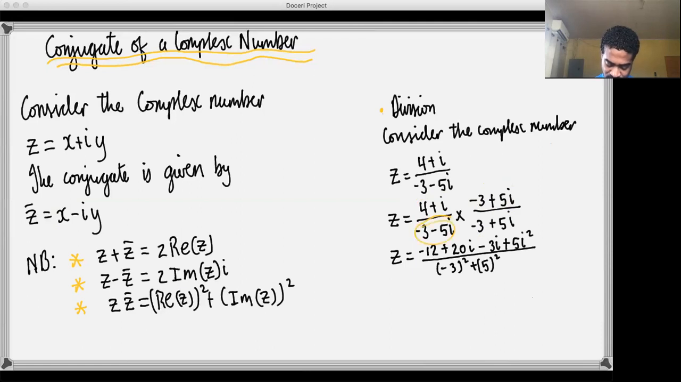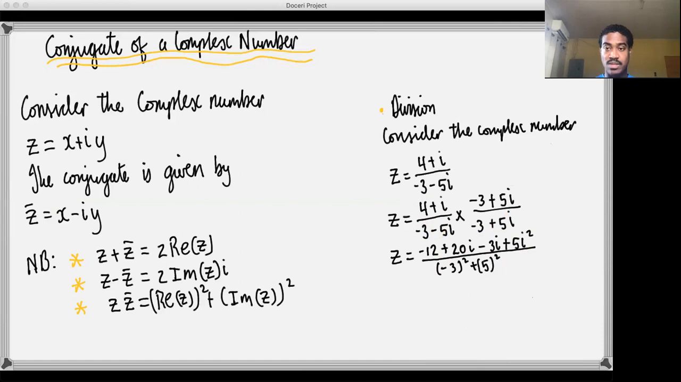the denominator is a complex number times its conjugate. So all you need to do is recall this result: the real part squared plus the imaginary part squared. So I will just square -3 and square either -5 or +5. It doesn't matter which one you square because you will get +25. So this is what we have in the denominator here. And then don't forget your -i squared will turn to -1.